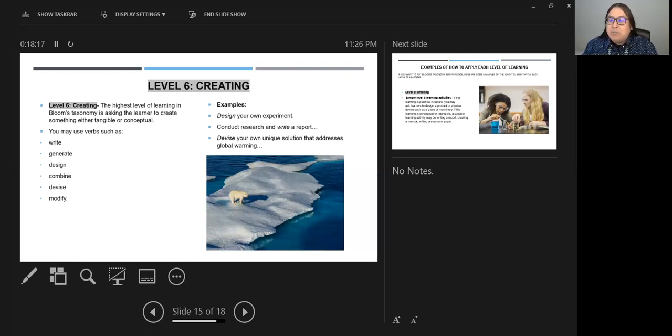So types of learning that give us clues that it's level 6 would be to write, to generate, to design, combine, devise, or modify. Some examples that I would give to my most gifted students, or maybe in a formative assessment, would be: design your own experiment, conduct research and write a report, devise your own unique solution that addresses global warming. So this level of learning is very complex, and without the smaller components, they wouldn't be able to get to this step.